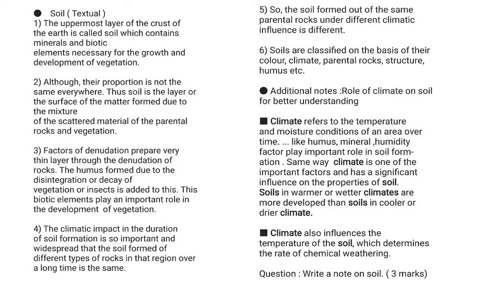Now the sixth point: soils are classified on the basis of their color, climate, parental rock, structure, humus, etc. So here it is said that soil can be classified on the basis of color. Red soil, black soil, this we had learned in the 9th standard also. And soil can also be classified on the basis of climate, parental rock, structure, humus, etc. The same topic is coming ahead in this chapter. We will see the different types of soil.